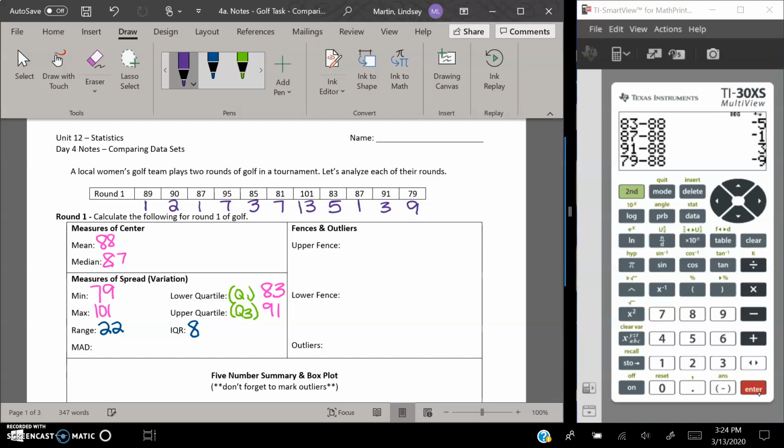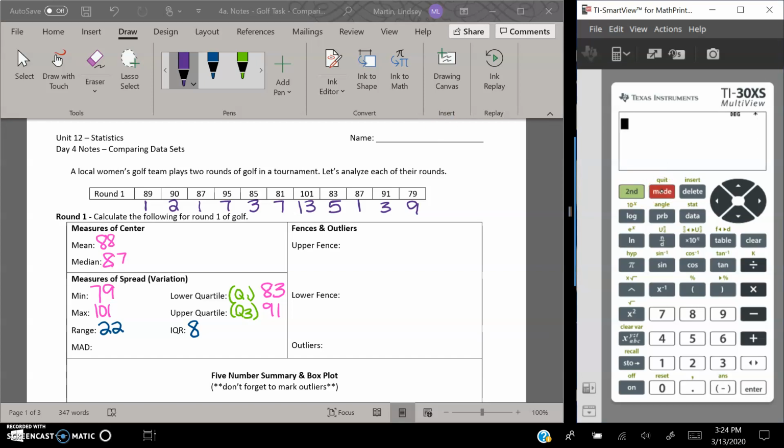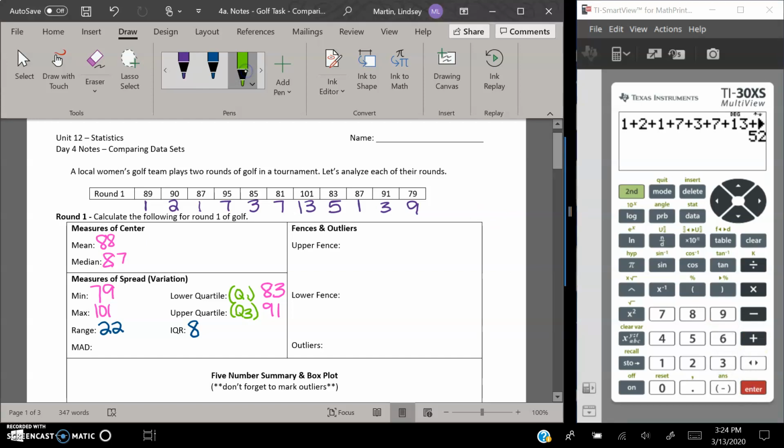Now we're going to calculate the MAD. So what we'll do here is add up all the values I've gotten at the bottom, which were the differences between my data points and the mean. And we'll add those together: 1 plus 2 plus 1, 7, 3, 7, 13, 5, 1, 3, and 9. That gives me 52. Remember earlier I had 11 total values?